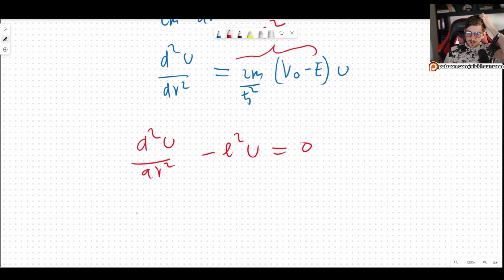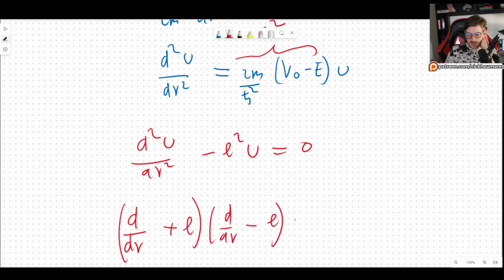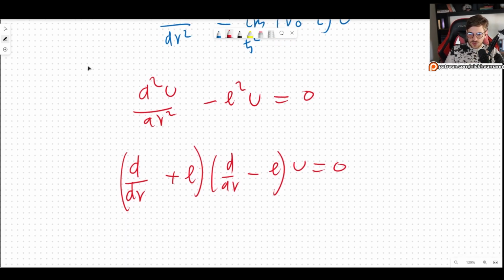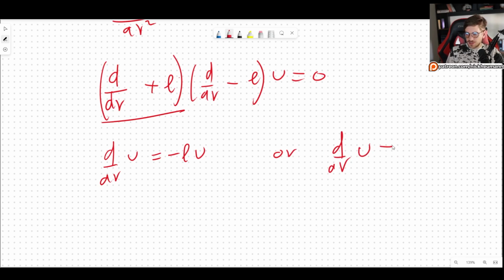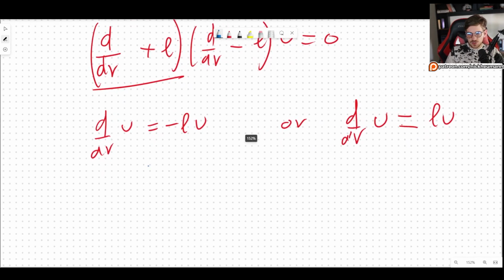This is solved in exactly the same way as before. So we can factor this to write it as (d/dr + L)(d/dr - L) times u. This means that either du/dr is equal to minus Lu, right, from this one, or du/dr is equal to Lu. Okay, so those are the two equations that we get. Each one will give us a solution just like before.